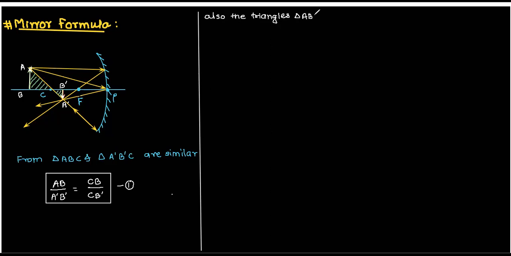triangle ABP and triangle A dash B dash P are similar. Which? ABP and A dash B dash P. These two triangles are also similar. Okay, so I am shading this with the red ink so that you will understand. A dash B dash, ABP. Can you see this?